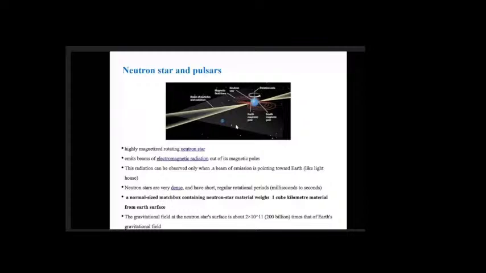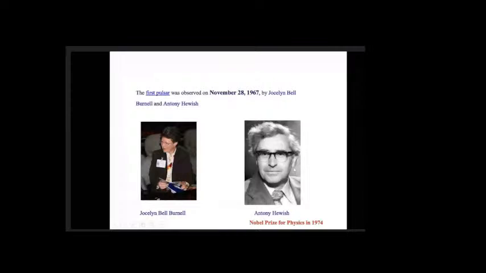So these are very highly magnetized, very dense objects, and as I said, very compact, and so you can observe those neutron stars by observing pulsars. And two scientists, Jocelyn Bell Burnell and Anthony Hewish, first discovered pulsars in 1967, and this discovery was awarded the Nobel Prize in Physics in 1974. So important was that discovery, right?